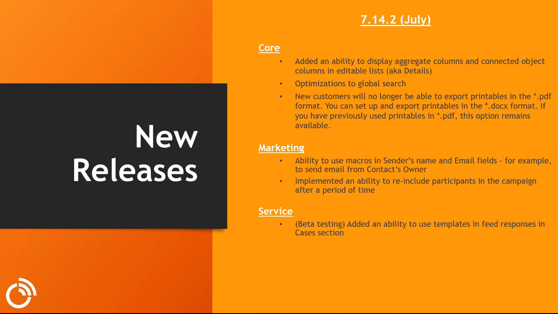On the marketing side, they've added the ability to use macros in the sender's name and the email fields. So that would allow you, for example, to send each email from the contact owner rather than sending them all from a generic marketing email address or from one person's email address. You can make them appear to come from different people. And for the automatic campaigns, the drip campaigns, they've added an ability to re-include someone who's sort of dropped out of a campaign, put them back in after a period of time.